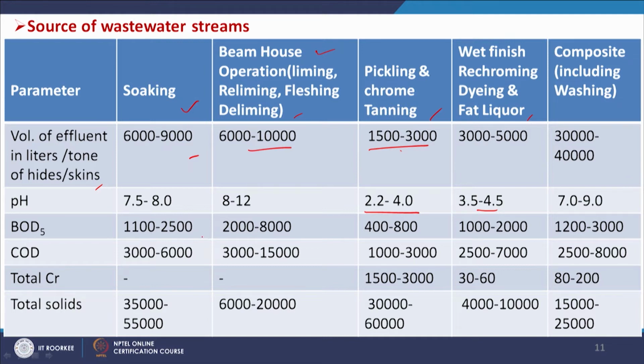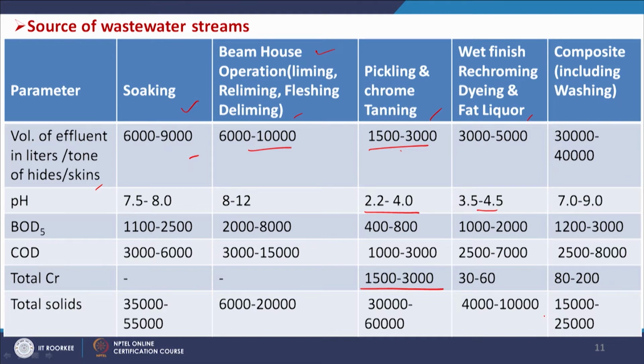BOD5 also varies widely from process to process, and certainly it is more in beam house and soaking. COD is also varying from process to process, and maximum chromium is present in the case of pickling and chrome tanning wastewater, and it is not much in other cases. In soaking and beam house we do not have any chromium, because chromium is not added up to this point. Chromium is added here, so the downstream processes will also have some chromium, and total solids are also mentioned here. So, these are the major pollutants present in different wastewater streams generated in the tannery.